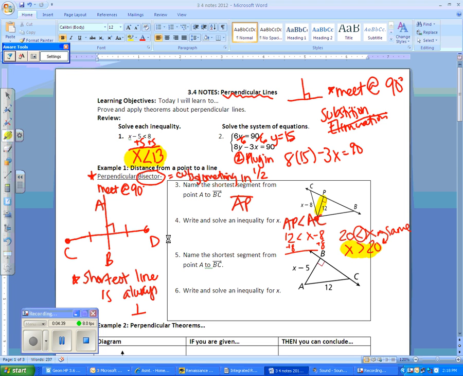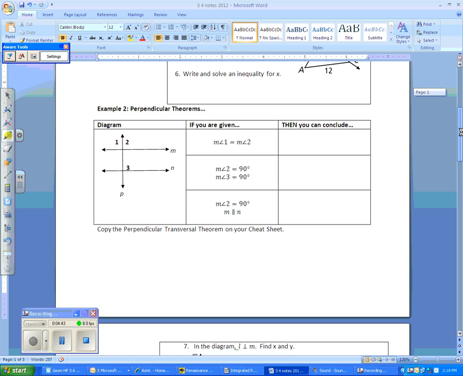Okay, so you guys are going to try 5 and 6, and I'm going to check that tomorrow or Monday in class. And then we're also going to do example 2. We're going to fill this in tomorrow or in class as well.